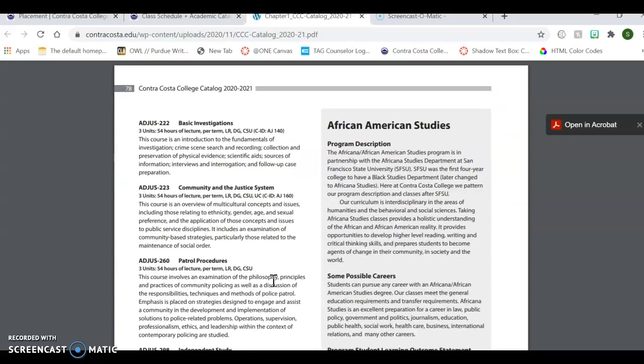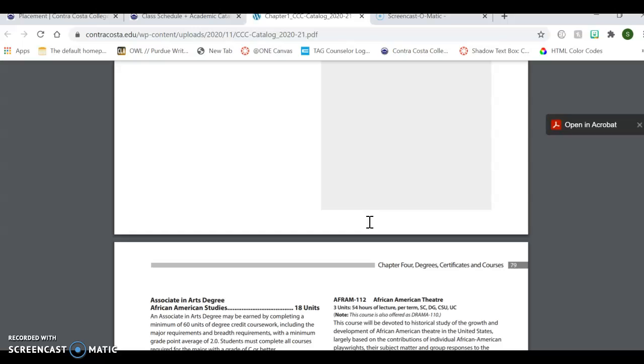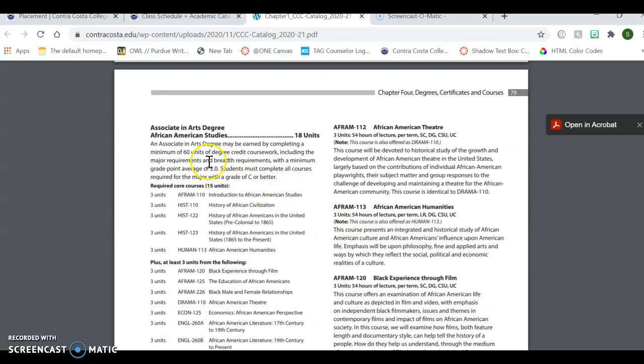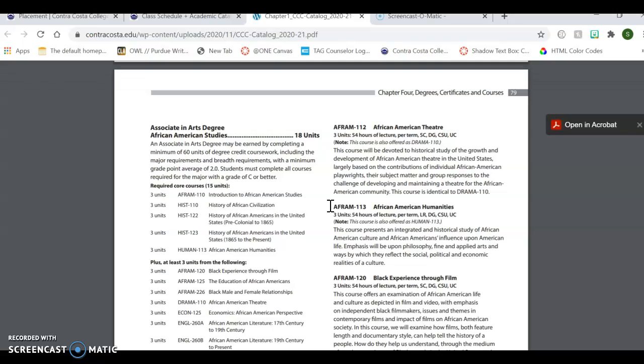African American Studies is another important and popular major at Contra Costa College. In this program, students can get an Associate of Arts degree and prepare for perhaps the African American Studies program at San Francisco State University, or even other ethnic studies programs across the state. The other thing I want to point out here, since we're looking at African American Studies, is this AFRAM 113.